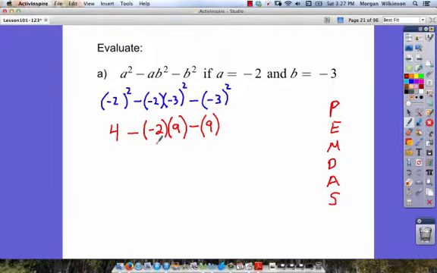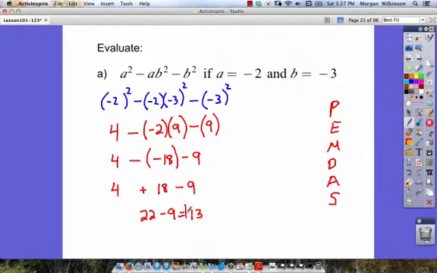Now, we'll look at our multiplication. We've got 4 minus negative 2 times 9. Well, that must be negative 18 minus 9. We've got a double negative. We can take a double negative because the opposite of a negative is a positive, and we're going to say 4 plus 18 rather than minus a negative. And then we'll subtract 9 from that answer. 4 plus 18 is 22, and 22 minus 9 gives us our final answer of 13. We can box it, and we can move on to the next question.